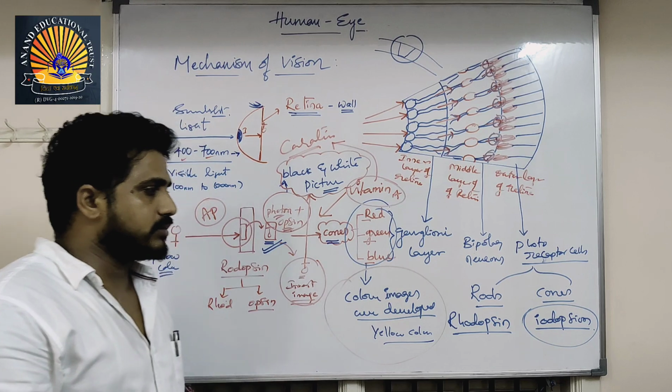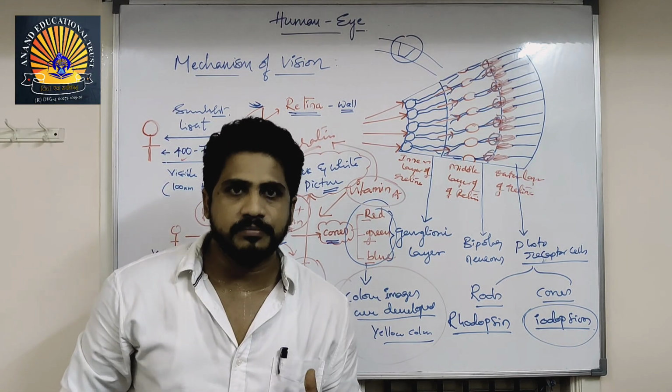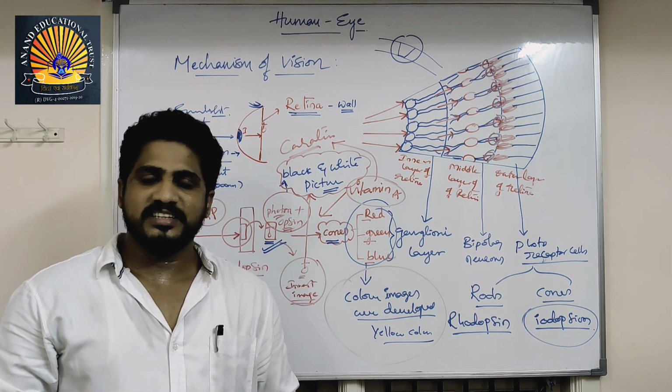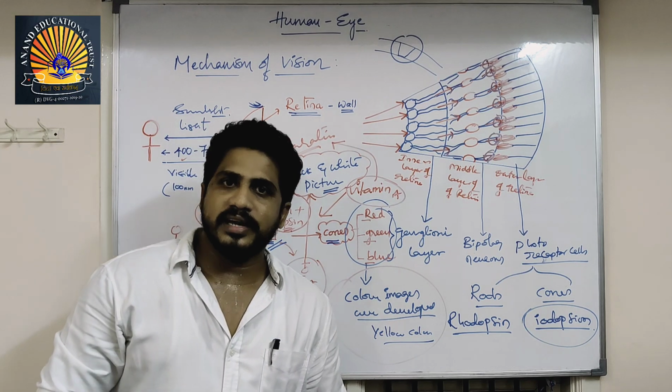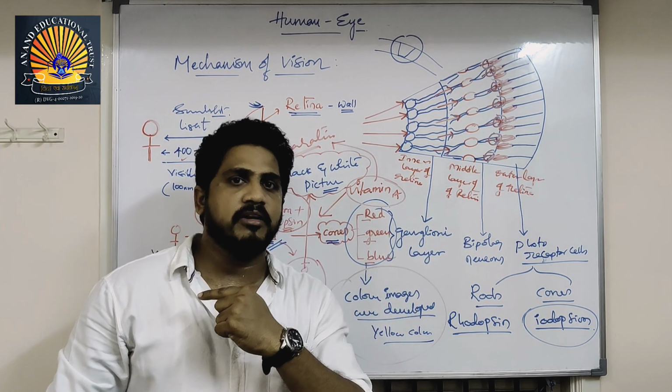Okay, this is what the class was about: human eye anatomy and also the mechanism of vision. I hope you have worked your eyes in the class. Thank you. I'll see you in the next class with ear structure and mechanism of hearing.